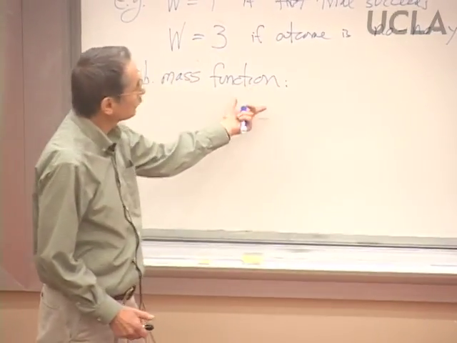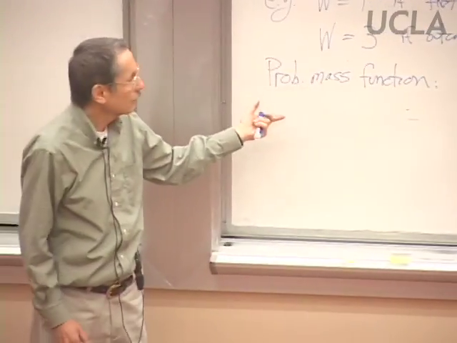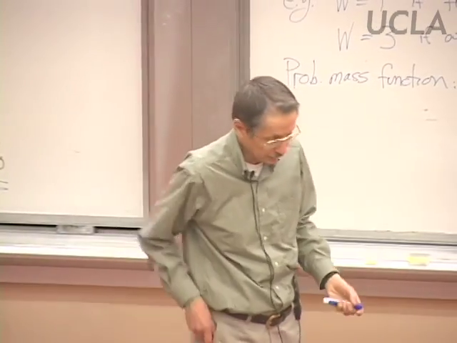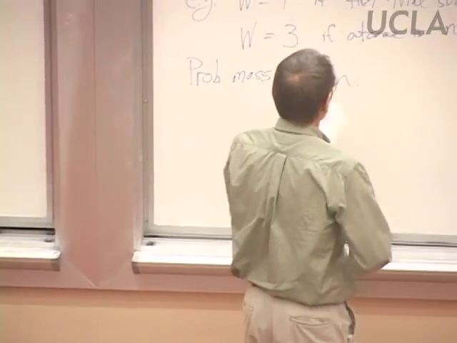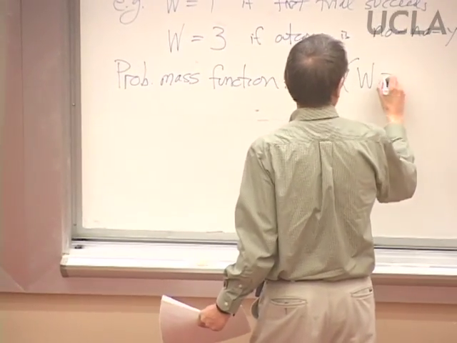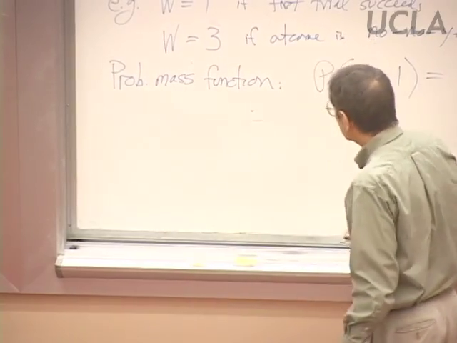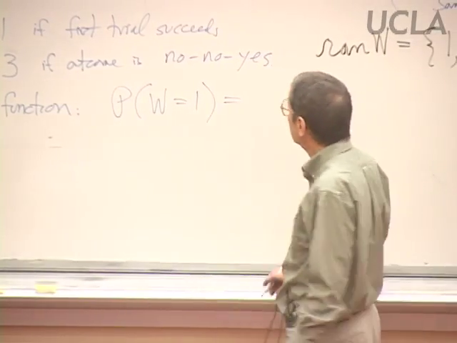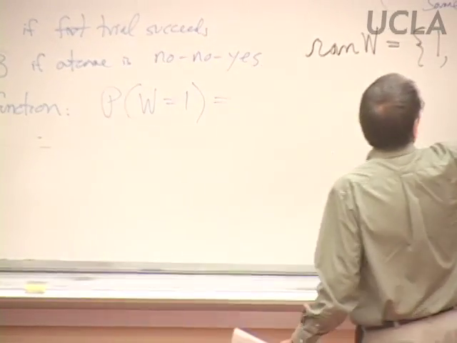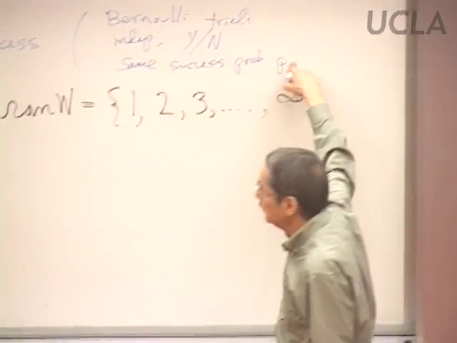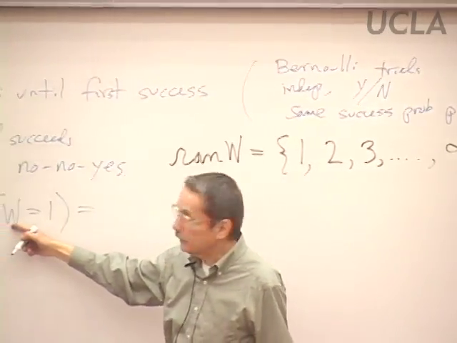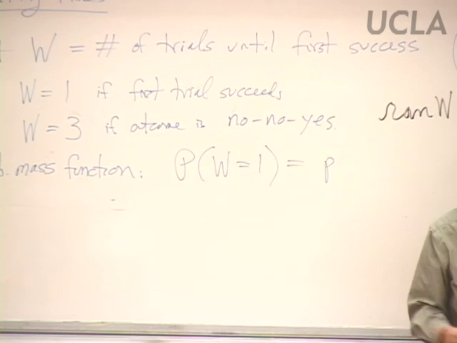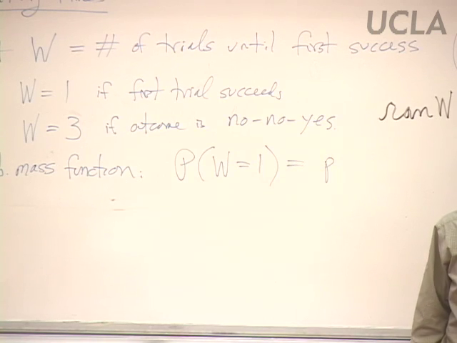So we can't just make a table of numbers. We want an algebraic way of figuring out the probability mass function. Nonetheless, let's start off with the first few entries to see what the algebraic expression is going to look like. Each trial has success probability p, so the probability that W is 1 is just the probability that that first trial succeeds. Bang, and then we're done.